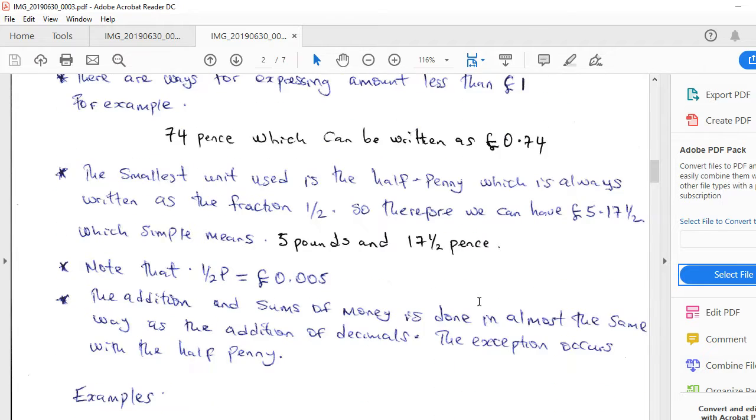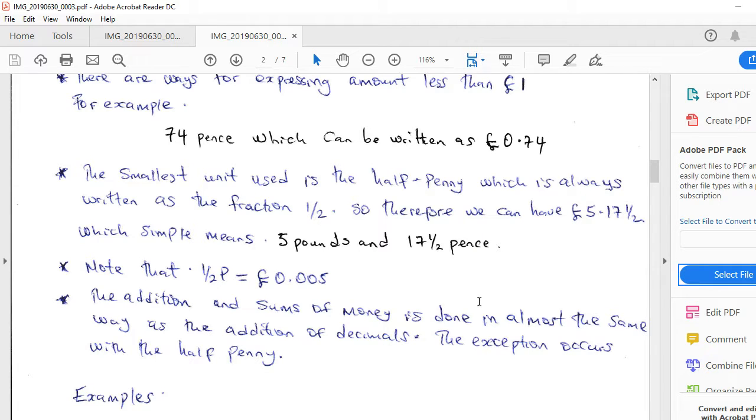Now the smallest unit used is the half penny, which is always written as the fraction half. So therefore we can have 5.17 and a half pounds. What does this really mean? It means that there's 5 pounds, then after the decimal we have 17 and a half, which is 17 and a half pence. We should note that half a penny is equal to 0.005 pound. Take note of that. Half a penny is equal to 0.005 pound.